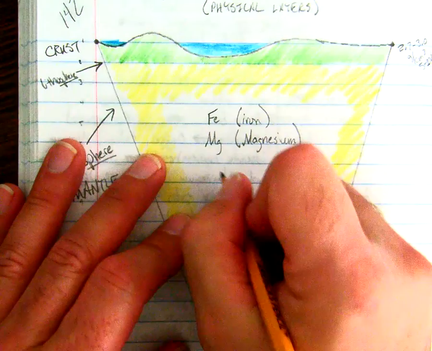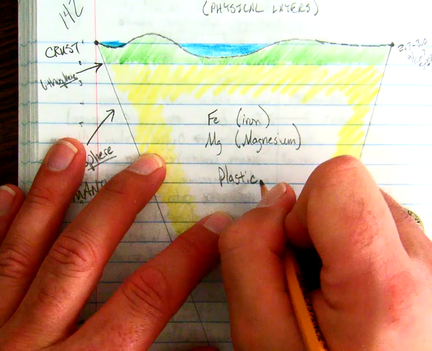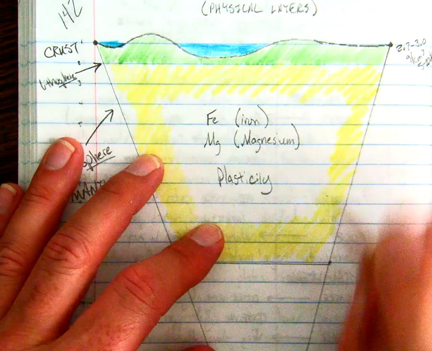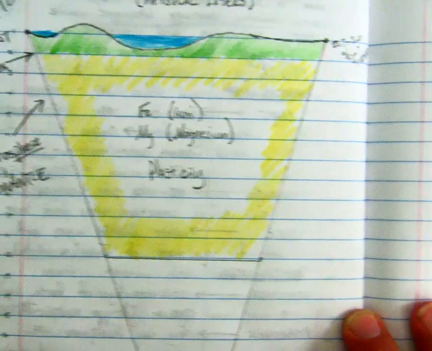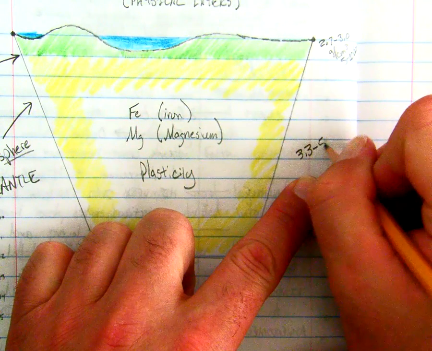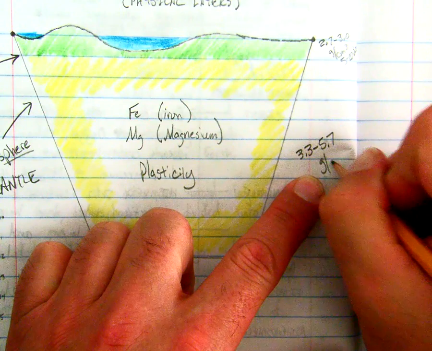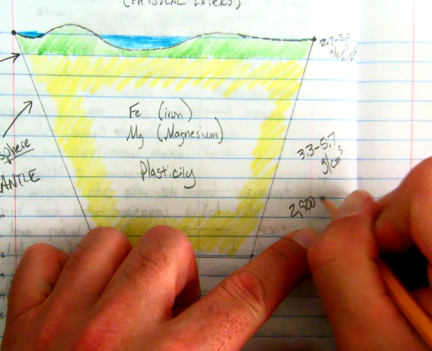Okay, and a physical property of this layer is that it has some plasticity, and what that means is it is a solid, but it moves very slowly like a liquid. And our density is going to be 3.3 to 5.7 grams per centimeter cubed, and it's about 2,900 kilometers thick.